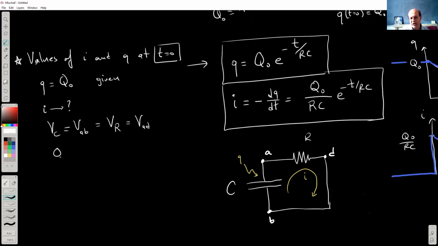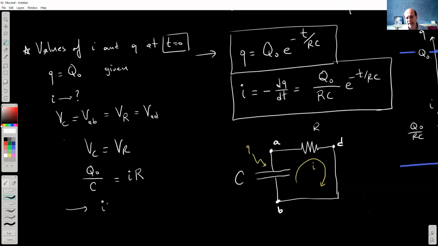So I know that at the initial moment, the potential difference across the plates of the capacitor is Q0 divided by C. And so therefore, this has to be equal to the potential difference on the resistor, which is given by Ohm's law. And then from here, we find the value of the current at time t equals 0. So that's the current at t equals 0.